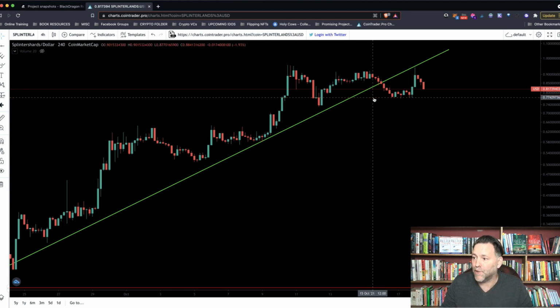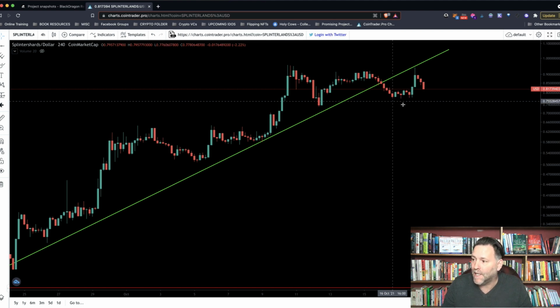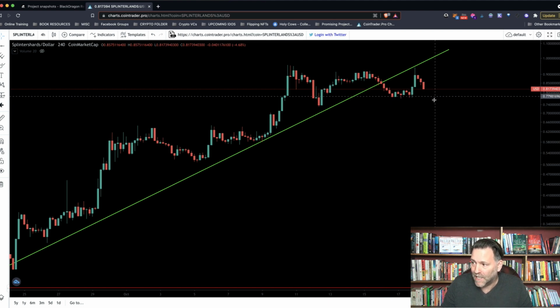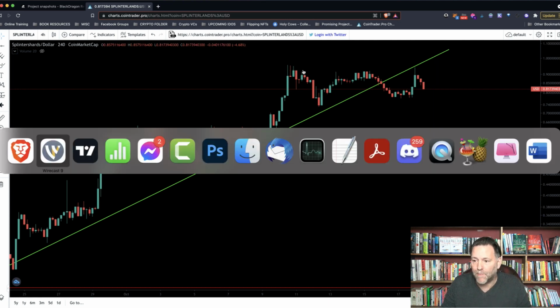So that's when you use your supports and resistances to say, okay, where do I get back in? Or where do I wait on it falling to before I get back in? So if I was DCAing on this one, I would wait until maybe 77 cents, then buy more to add to my bag of Splinterlands. I'll show you a couple of other examples.